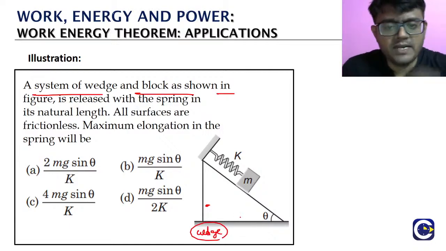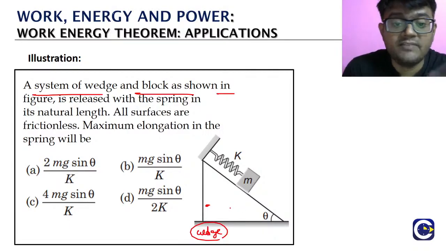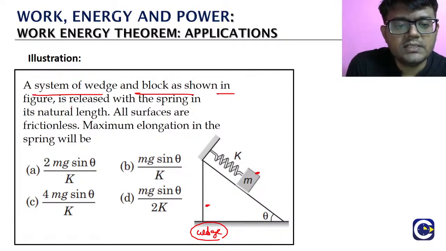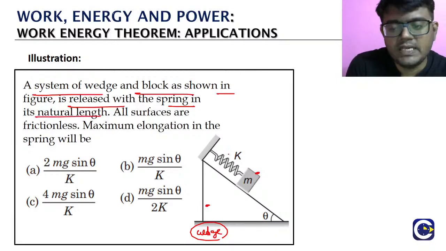So instead of inclined plane, what can we say? We can also say wedge. Okay? A system of wedge and block. Look here, this is the block, released with the spring in the natural length.